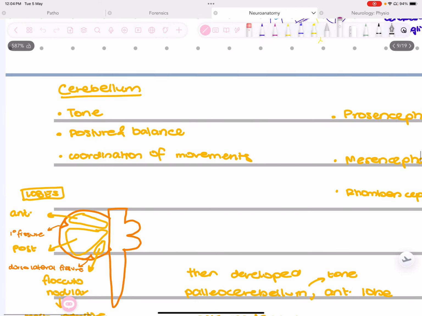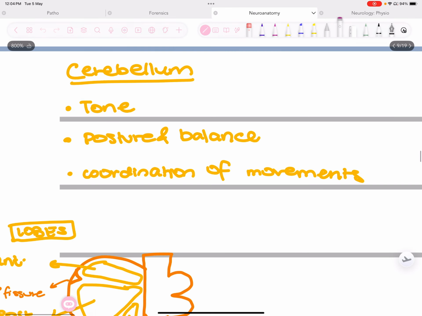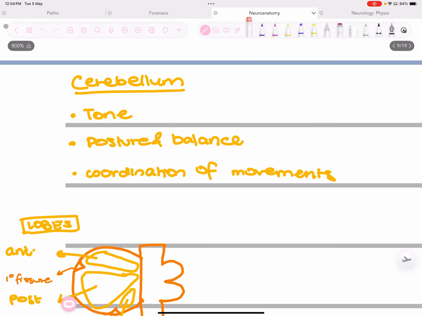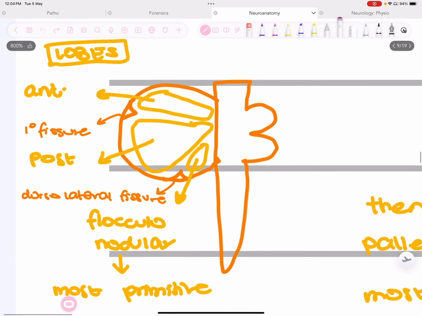Now, what's the function of cerebellum? Tone, then posture and balance, and coordination and movement. Coordination and movement, it's the most recent function. So this is the latest, most technology you could say. So this comes under the function of the posterior lobe. Now you may be wondering what's the posterior lobe. So before telling you about the functions, let me familiarize you with the lobes.